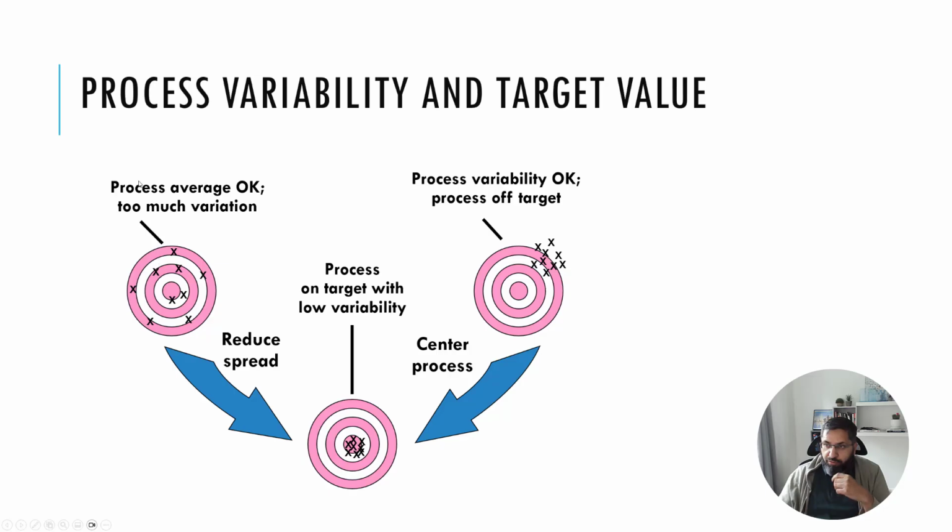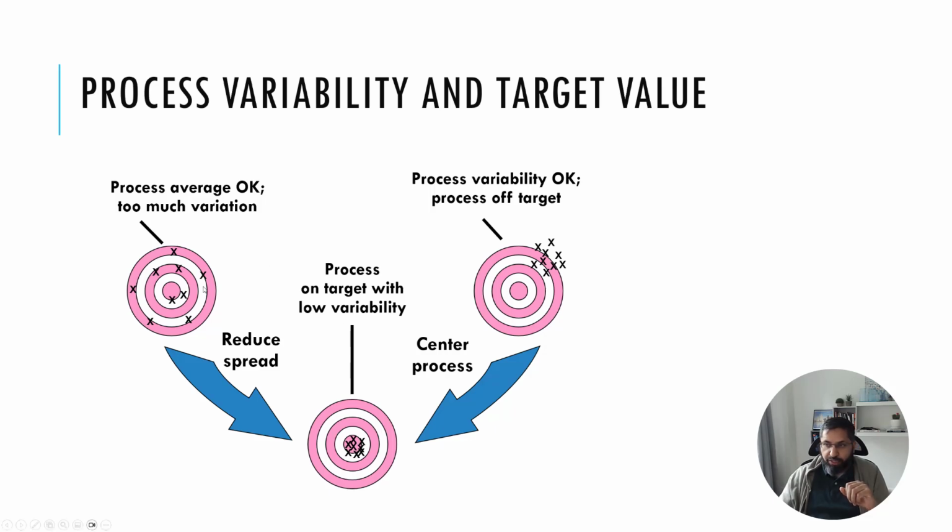So in the picture on the left here, it says process average okay, too much variation. If you look at the X marks, which is where we are hitting, they are uniformly distributed all around the target. So we don't have any bias. We're not biased to the right or to the left or to the top or to the bottom. We're all around. So there's no bias in our process, but we are not close to the center. A lot of our X's are distant from the center. Okay. So if we take an average of all these X's, we will get the center. On average, we have an equal number of X's to the right and left of the center, and equal to the top and bottom. So on average, we are centering it.